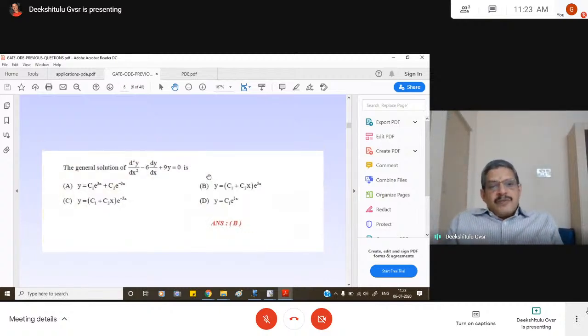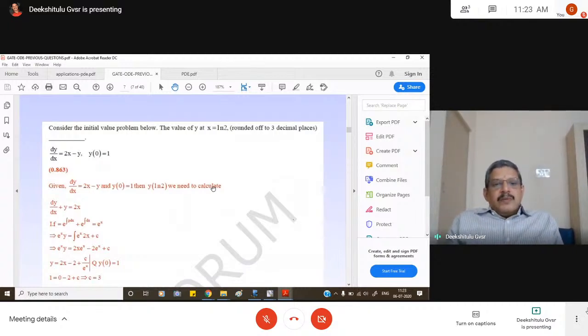The general solution of d square y by dx square minus 6 dy by dx plus 9y is equal to 0. The auxiliary equation is m square minus 6m plus 9 is equal to 0. It is nothing but m minus 3 whole square. So the roots are 3, 3. The solution becomes, for repeated roots, c1 plus c2 x into e power 3x. That is the solution.